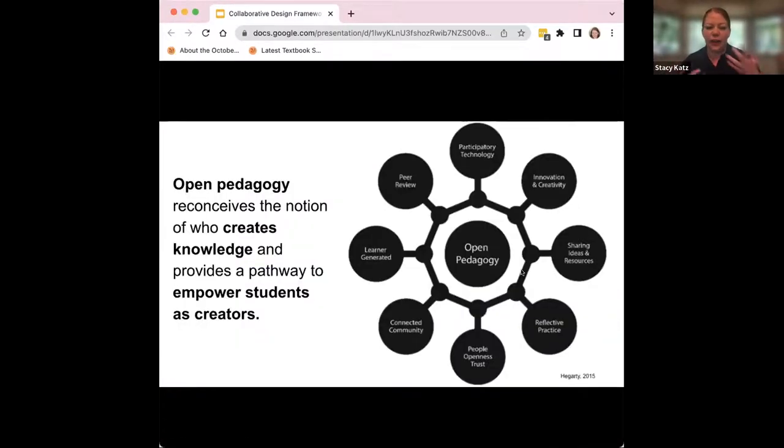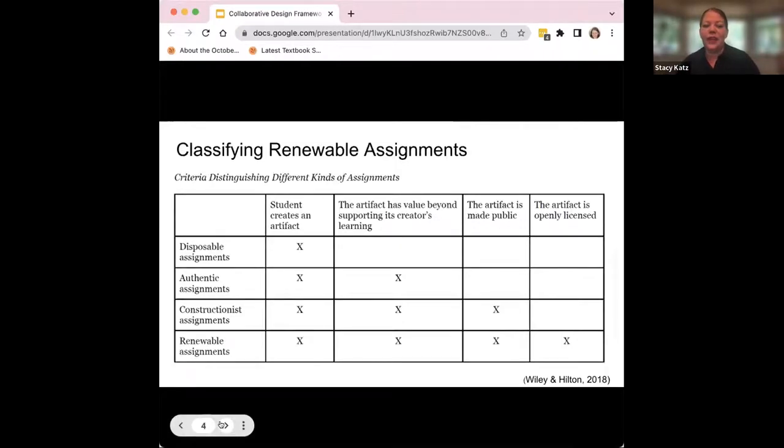But as Karen and Kristen have talked about, open pedagogy is just changing who creates knowledge and giving pathways to empower students to be the creators. I found this table from David Wiley and John Hilton really helpful when we started thinking about open pedagogy and open practices, to classify what it is that you're assigning. Because everyone has assignments, but is it a disposable assignment, where someone creates an artifact and it lives in the LMS and doesn't go anywhere else? Is it authentic, where it has some value beyond supporting the creator's learning? Is it constructionist, where it's then made public? Or is it renewable, where the artifact is openly licensed? So that was how they defined it.